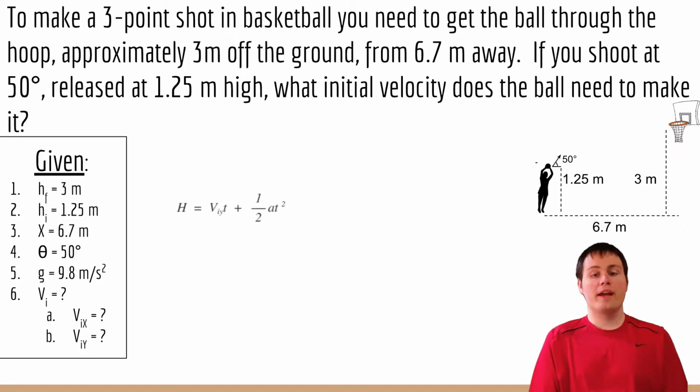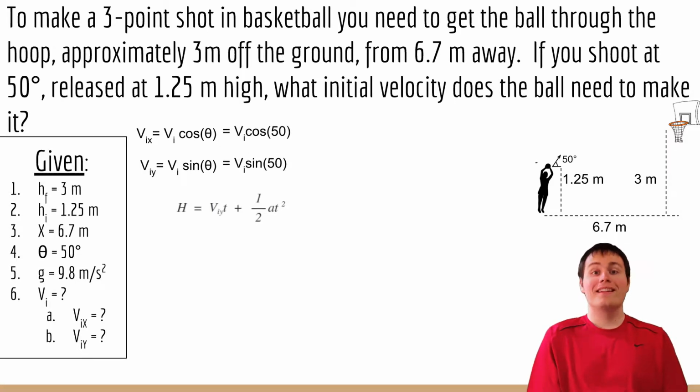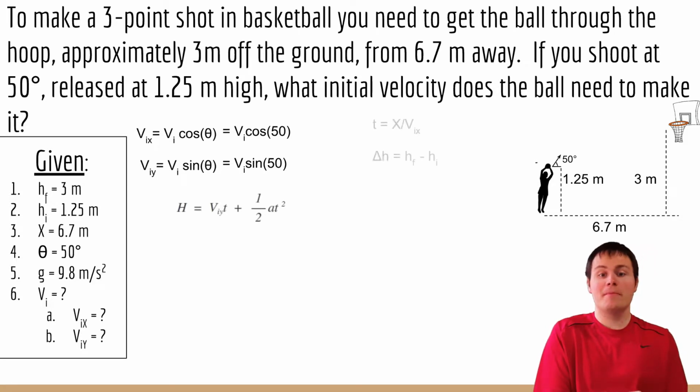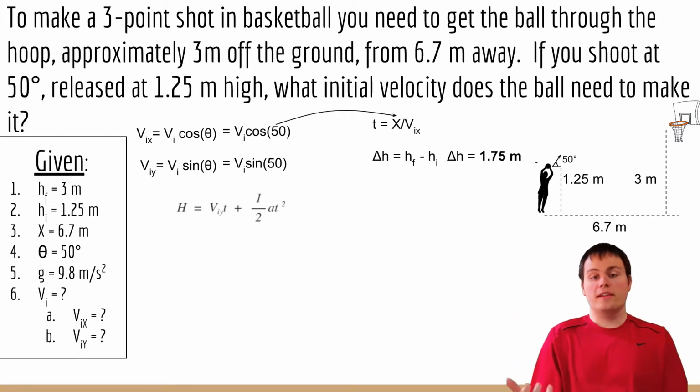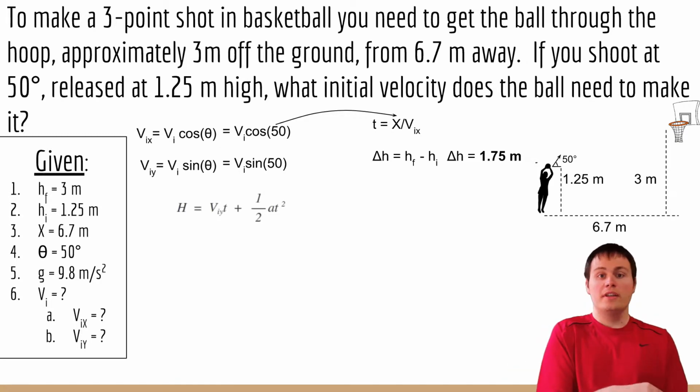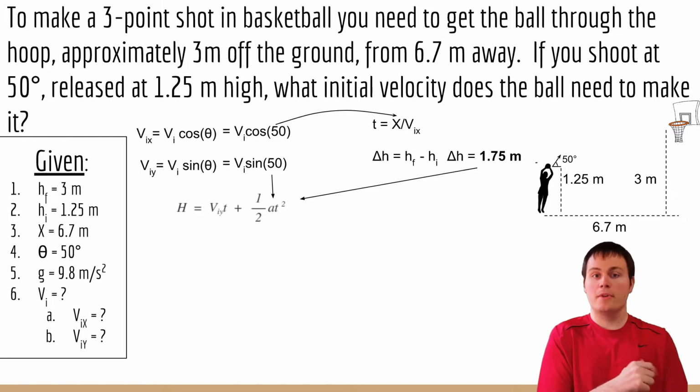After that, I tried to figure out the initial velocity in the x and the y direction. However, since you don't know the overall initial velocity, I left it as a variable. Then I took that and plugged it in for time is equal to distance divided by initial velocity, as well as I figured out the change in height from the final position to the initial. I then took all this and I plugged it back into the equation height is equal to initial velocity times time, etc.